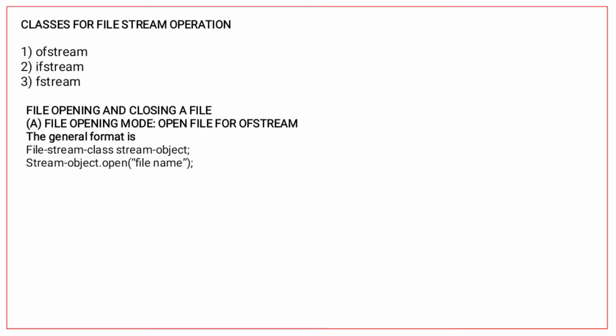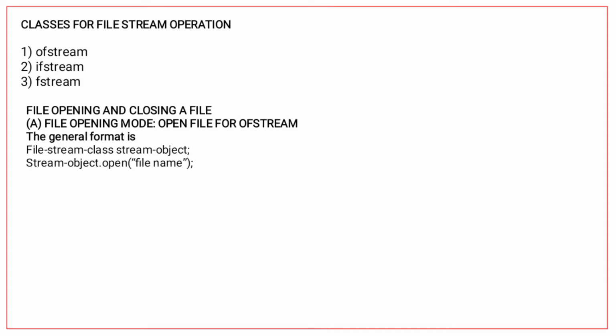Now next is classes for file stream operation. There are three types of classes for file stream operation. First, ofstream. Ofstream represents output file and is used to create and write to file. Next, ifstream. Ifstream represents input file and is used to read from file. And third, fstream represents read and write from and to files.